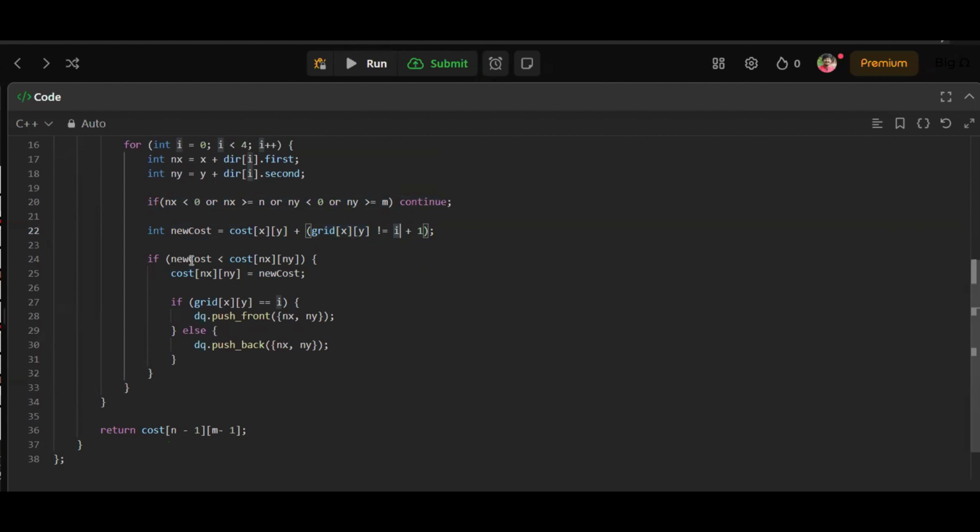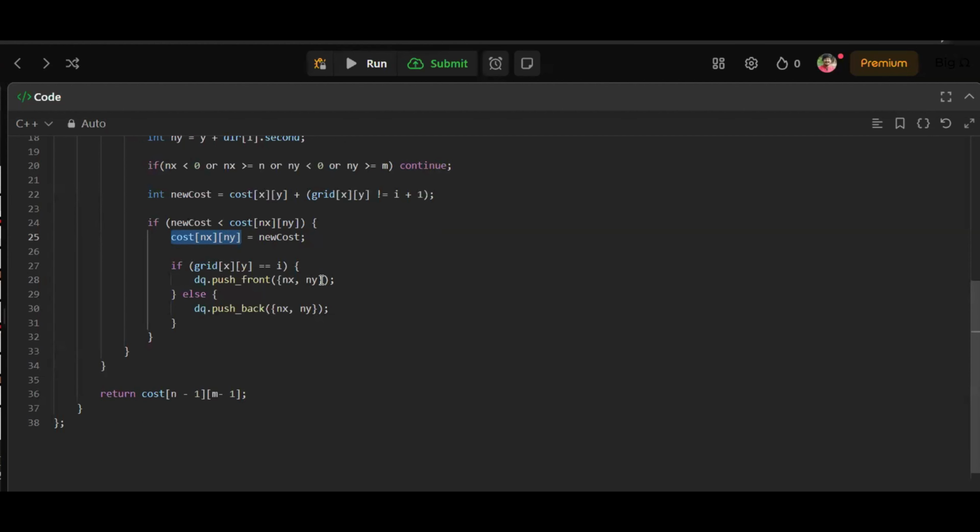Now here, if the new cost is less than the cost of new x, new y, we have to store the new cost into the cost of new x, new y. And here we have to insert the new cell into the front or back side of the deque. If grid of xy is equal to i plus 1, we have to insert new x and new y into the front side of the deque. Otherwise, we have to store them into the back side of the deque. Finally, we have to return the cost of n minus 1 and m minus 1.